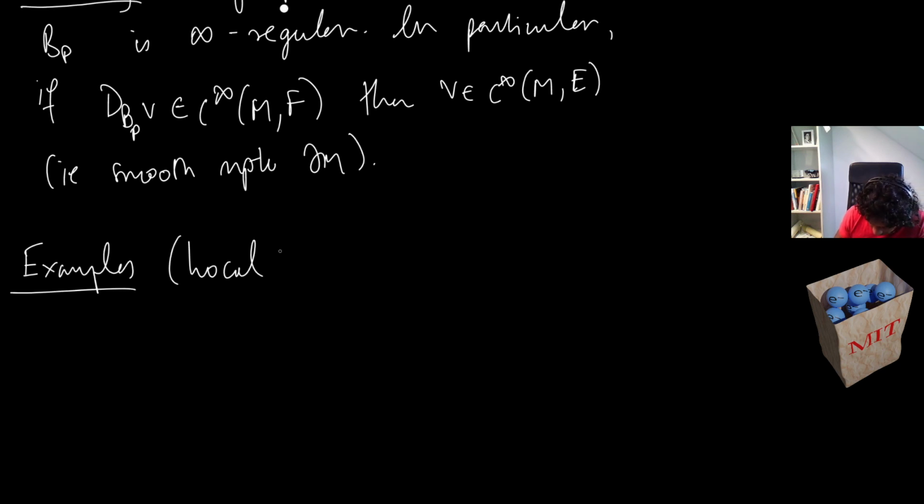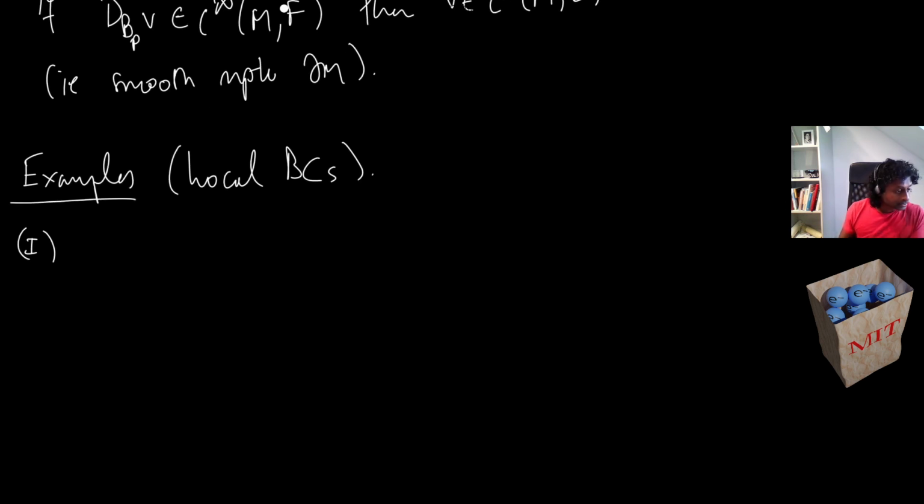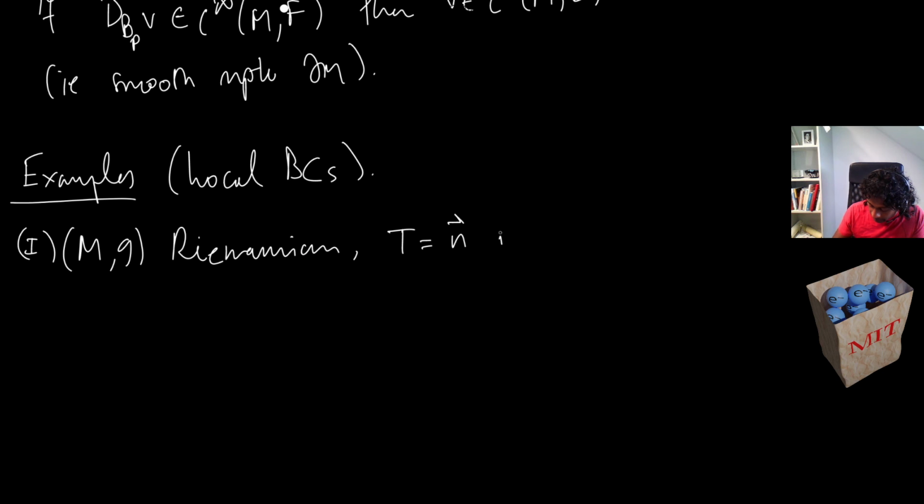Local BCs. So first, let (M, g) be Riemannian, and let's take the normal vector to be the inward pointing normal and tau to be the conormal of that.